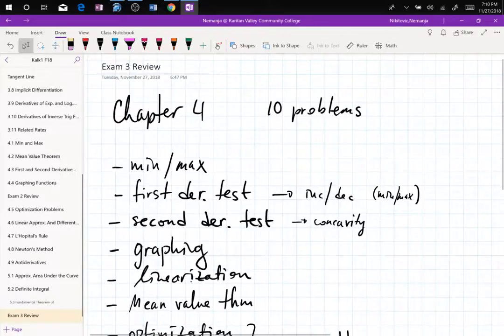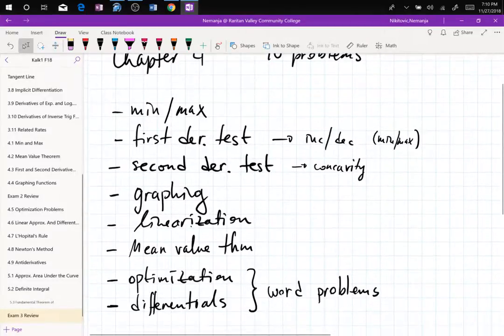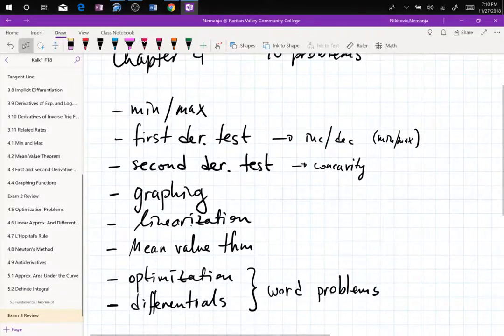So Exam 3 on Chapter 4, 10 problems. So it's like 17 altogether. Right? Exam 3, Chapter 4, 10 problems. So what do we have? A problem on min-max, that's 4.1. Should be able to differentiate, set equal to 0, find the critical number, and then check if that's a min or a max for a function.